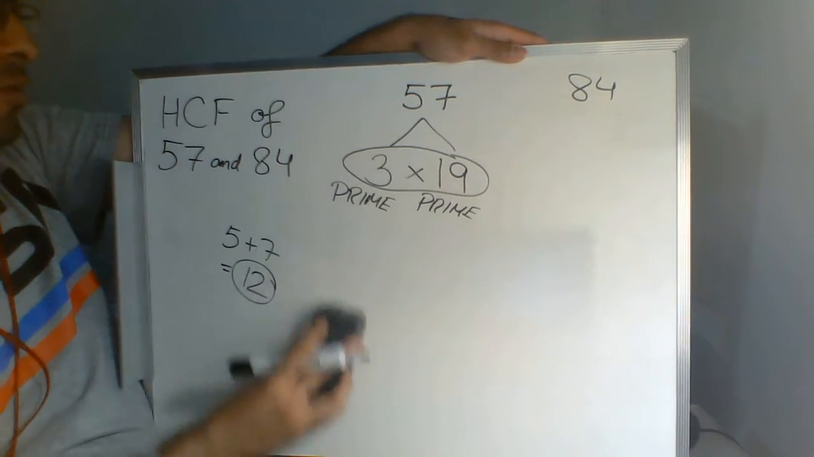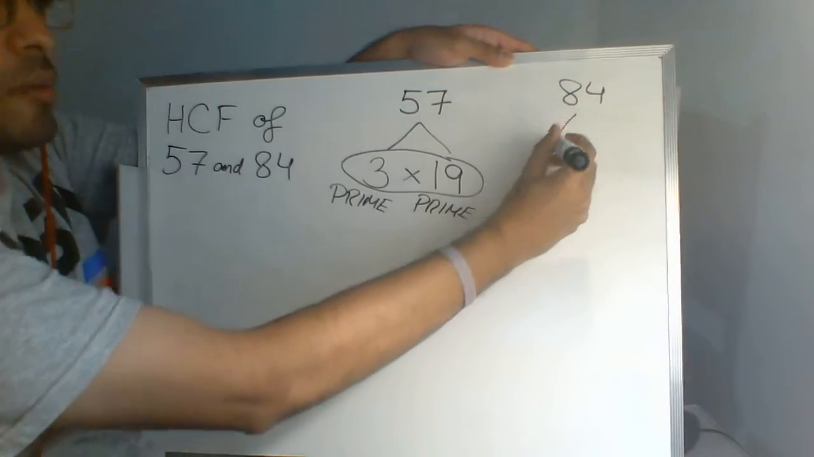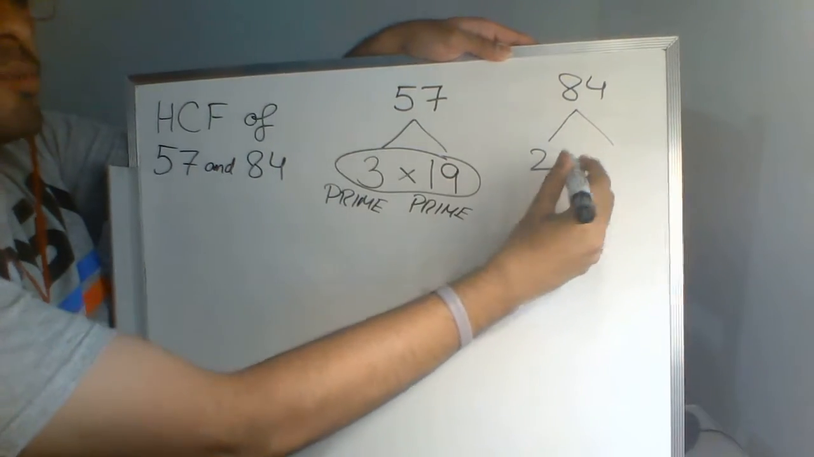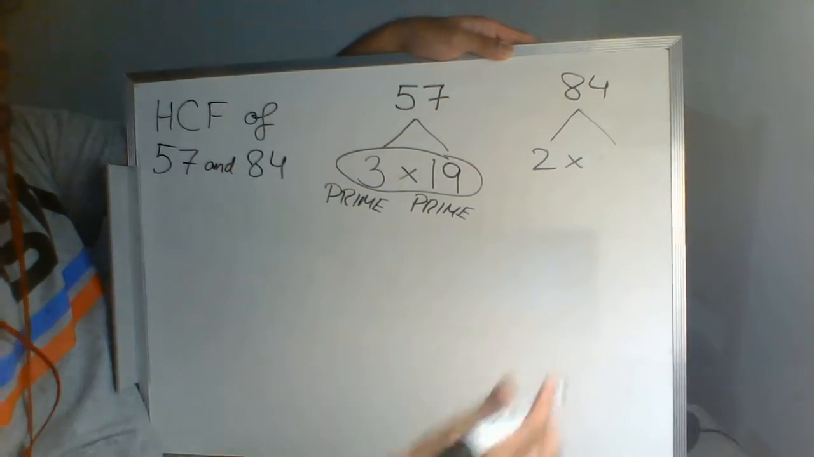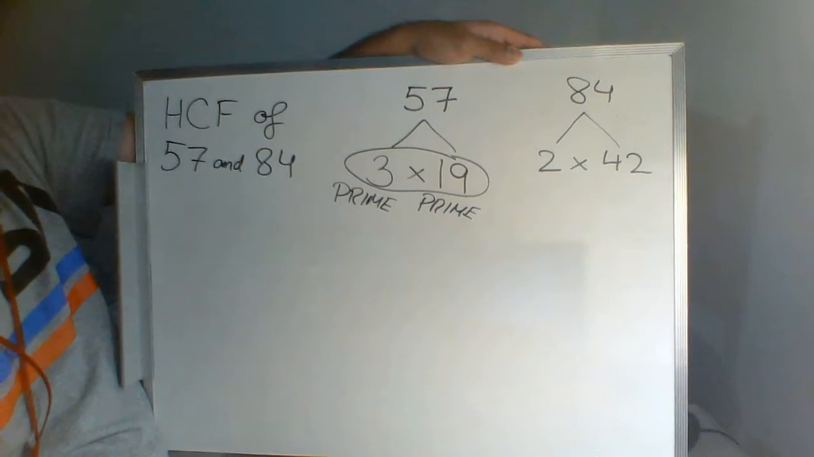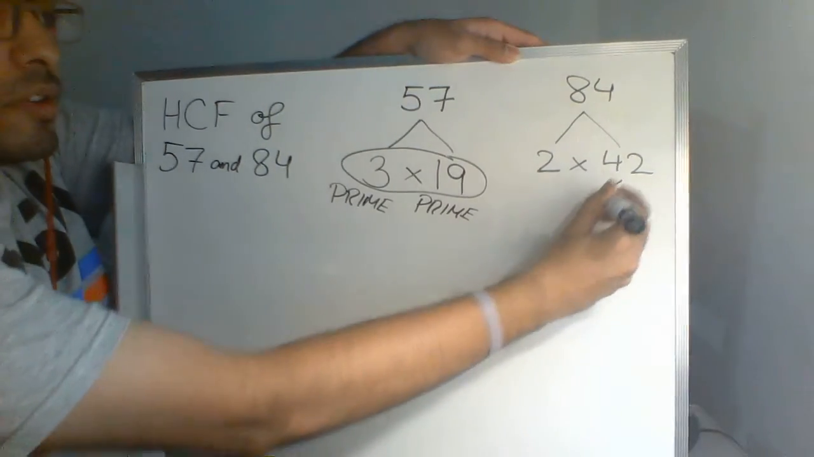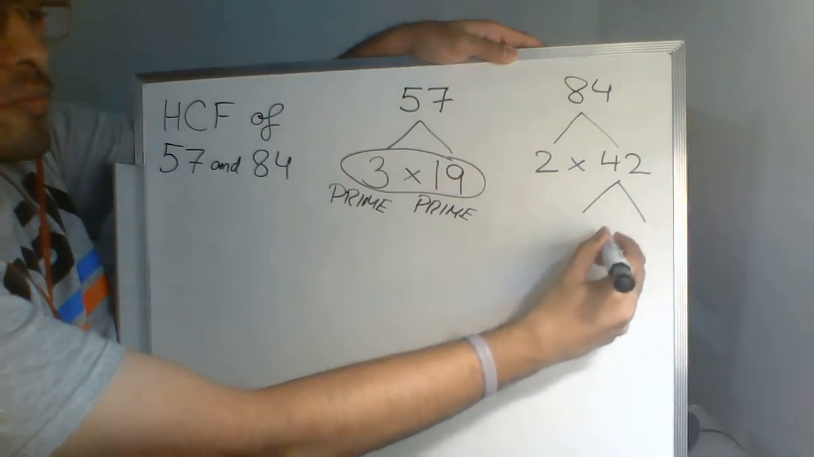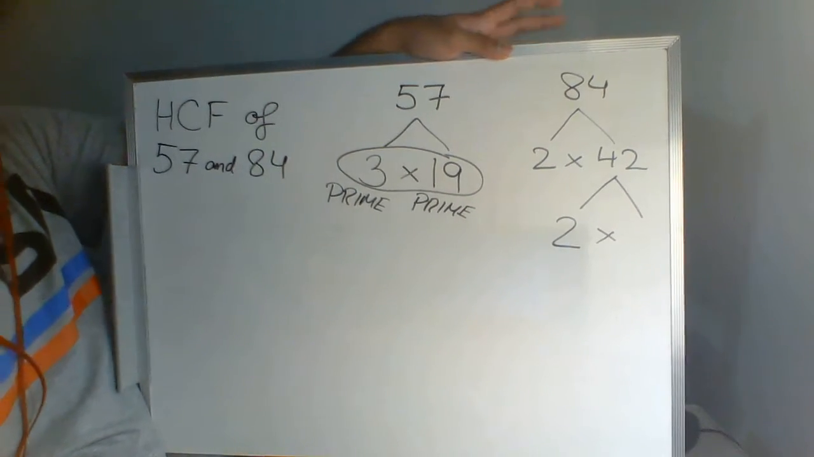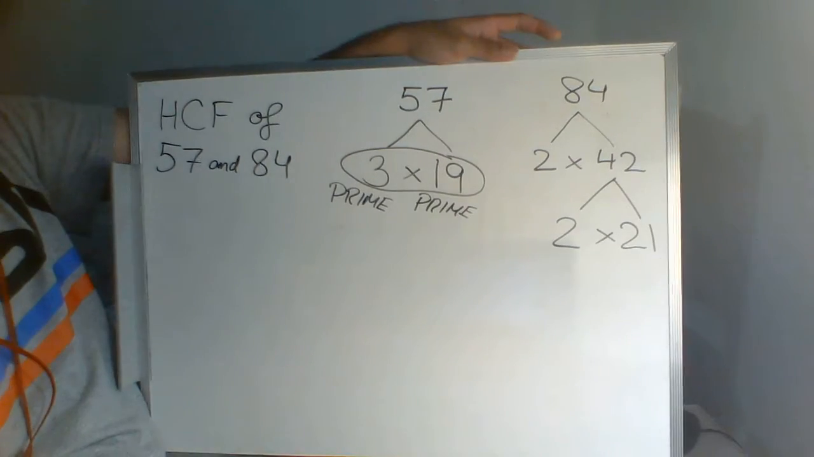Alright, so once we do that, we move on to 84. Now 84 is an even number, so that's nice. That means we can already just divide it by 2, right? We get 2 times something is going to give us 84. And so we get that 2 times 42 will give us 84. Now 42 is still even, so I can break that up. And if you go through it, you'll get that 42 is equal to 2 times 21.